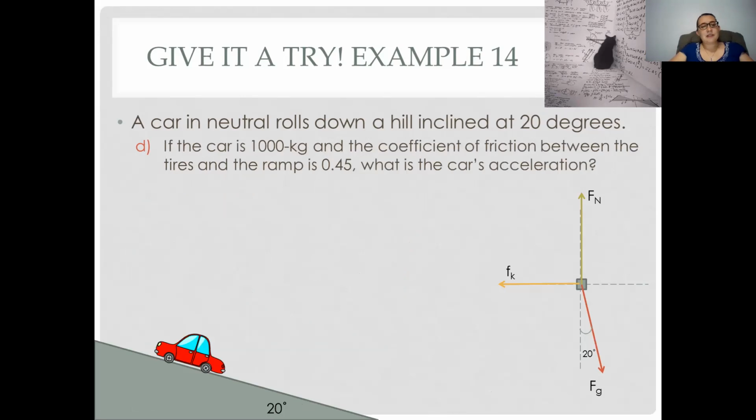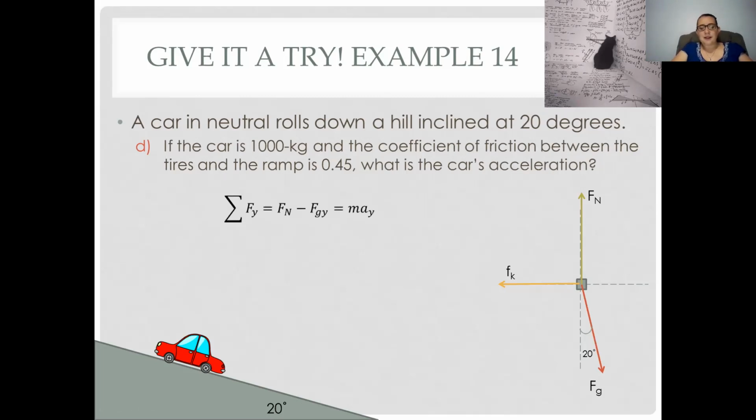Okay. If this car is 1,000 kilograms and the coefficient of friction between the tires and the ramp is 0.45, what's the car's acceleration? Well, I'm going to stick with this rotated coordinate system just because I'm pretty lazy and I prefer to not do more trig than absolutely necessary. So I'll stick with this rotated coordinate system free body diagram.